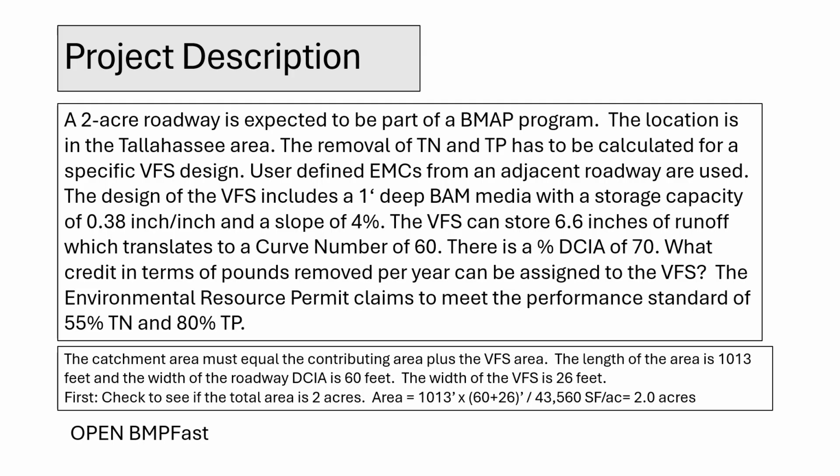This project was originally permitted as an environmental resource permit meeting performance standards of 55% TN removal and 80% TP removal. However, for BMAP compliance, we need to go further and calculate actual pounds removed per year. We'll be using the BMPFast software with the Vegetated Filter Strip module to generate those results.